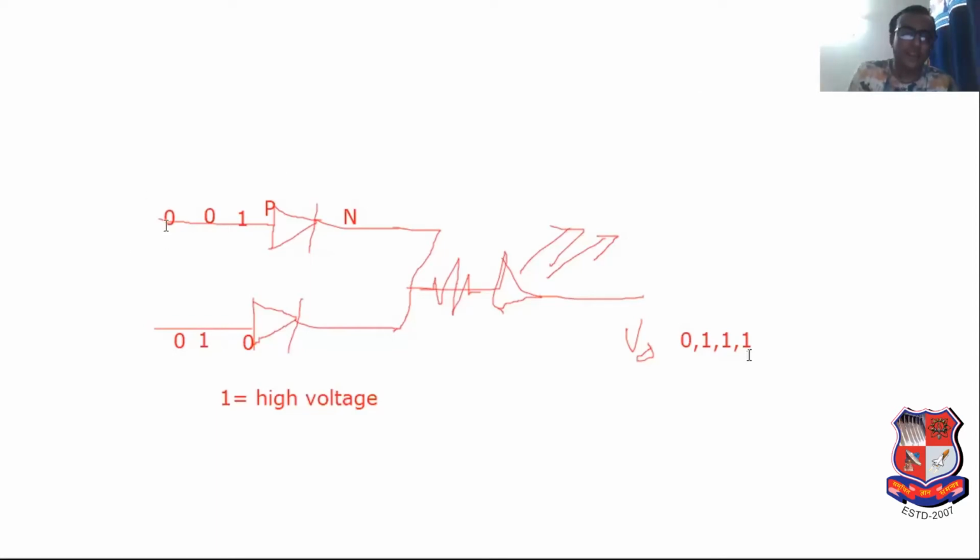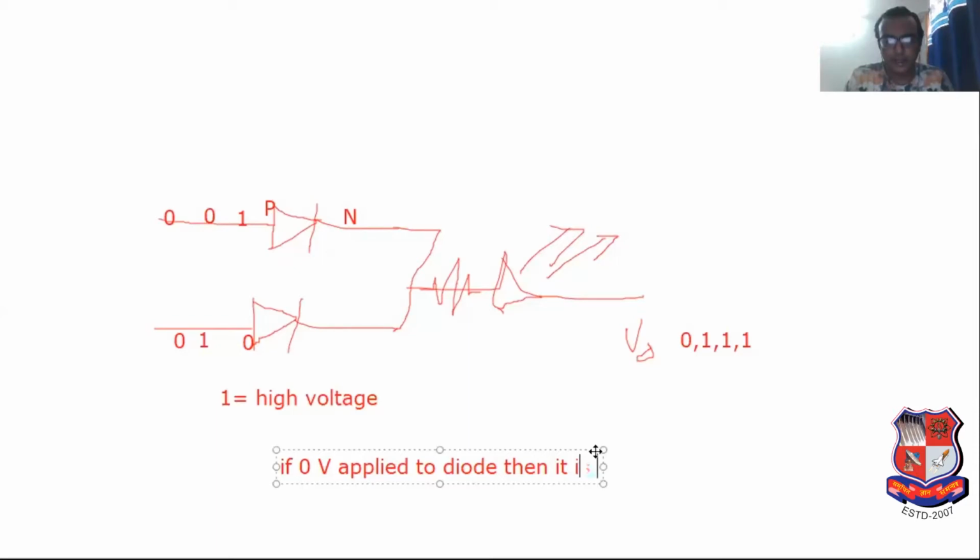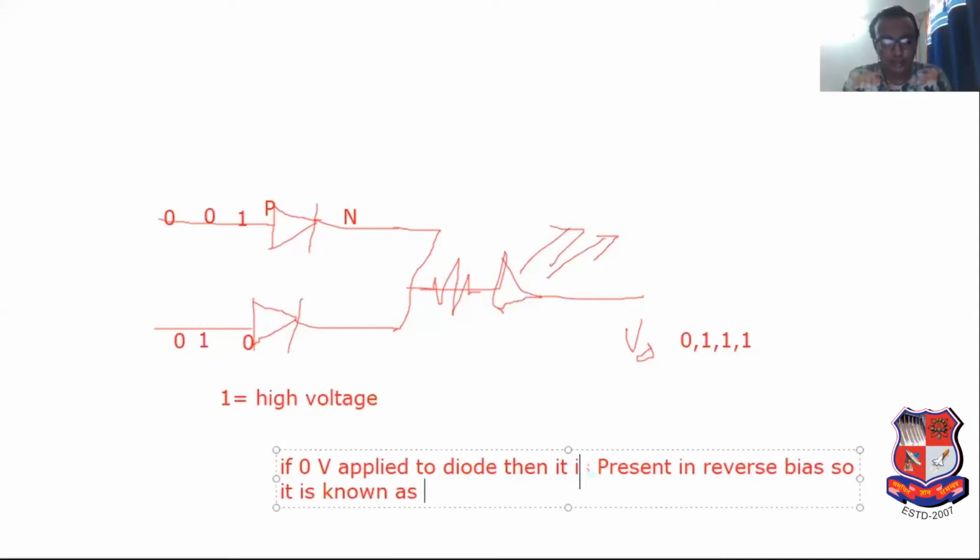If we apply 0 input to the diode, then the diode acts as reverse biased. If 0 volt is applied to the diode, then it is present in reverse bias. So it is known as an open circuit. So it is the parameter of the OR gate. This is the complete topic regarding the OR gate.